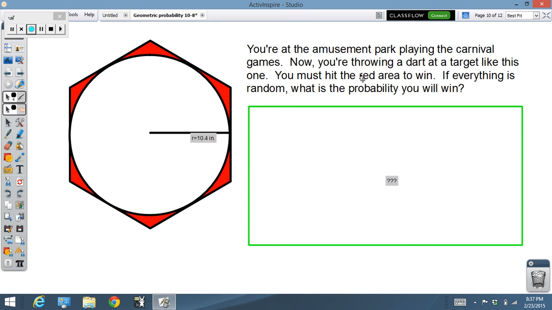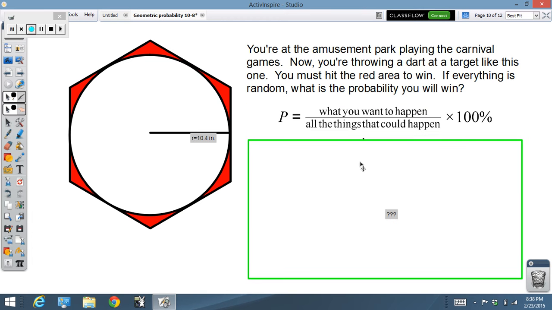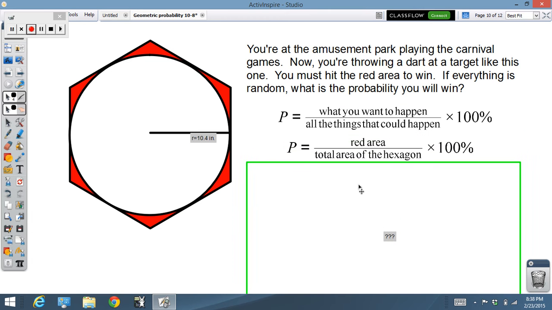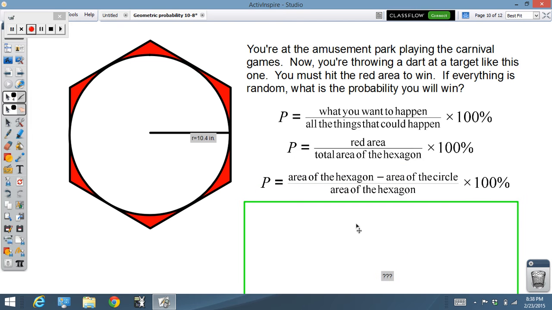Now, we're also at a carnival game. We're throwing a dart again, but the target looks like this. Mostly I'm doing this to remind you how to do areas of polygons. We want to hit a red area in order to win a prize. So if everything's random again, what's the probability we're going to hit a red area? Okay, once again, what we want to happen divided by all the things that could happen. In this case, the red area divided by the total area of the hexagon. This gets a little trickier because the red area is the total area of the hexagon minus the big old hole in the middle, minus the area of the circle, all divided by the area of the hexagon.